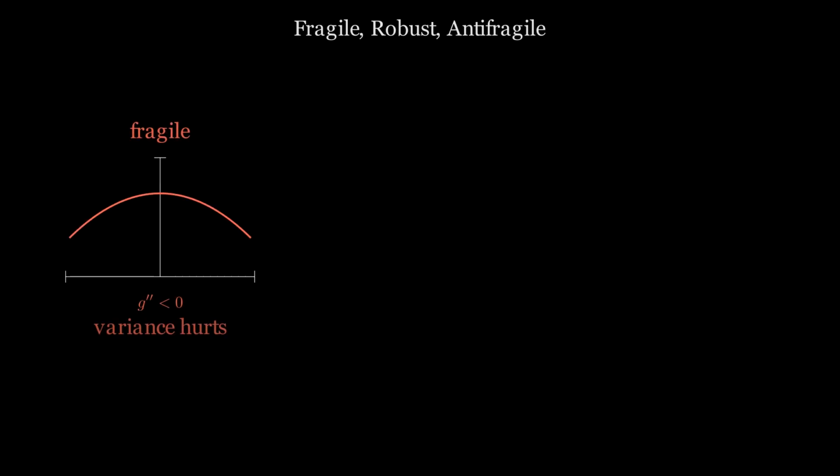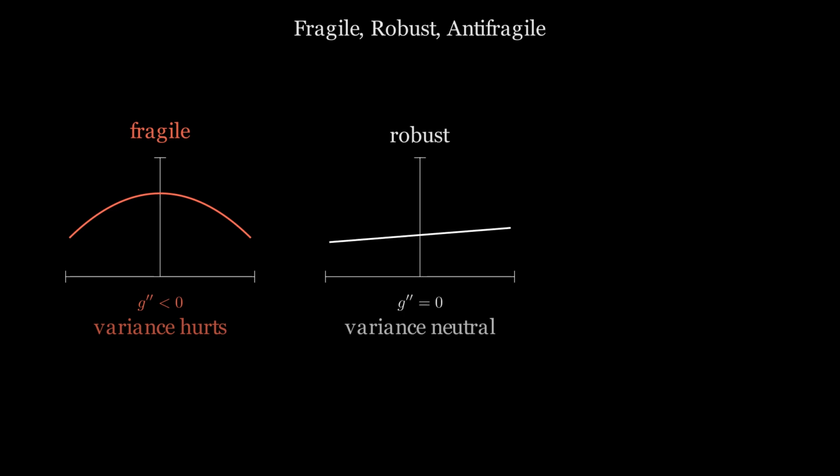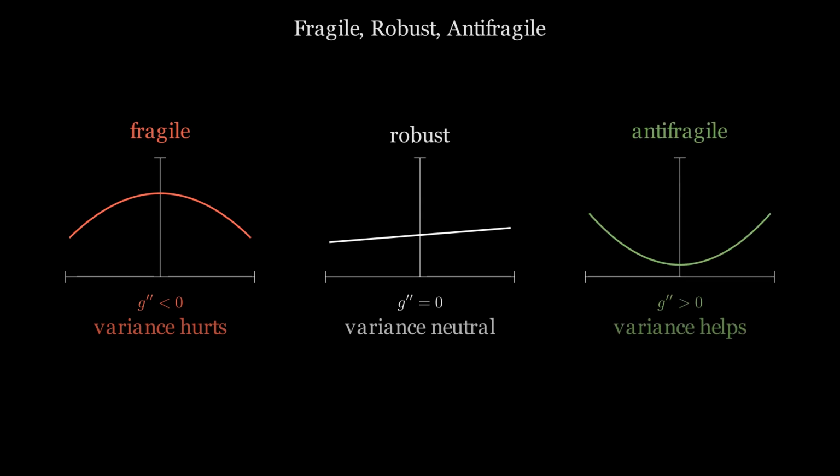A fragile system has negative curvature. It is harmed by variance and should avoid disorder. A robust system has zero curvature. It is indifferent to variance. An antifragile system has positive curvature. It benefits from variance and can seek disorder structurally. These categories are determined by the design of the response function, not by the magnitude of the perturbations.